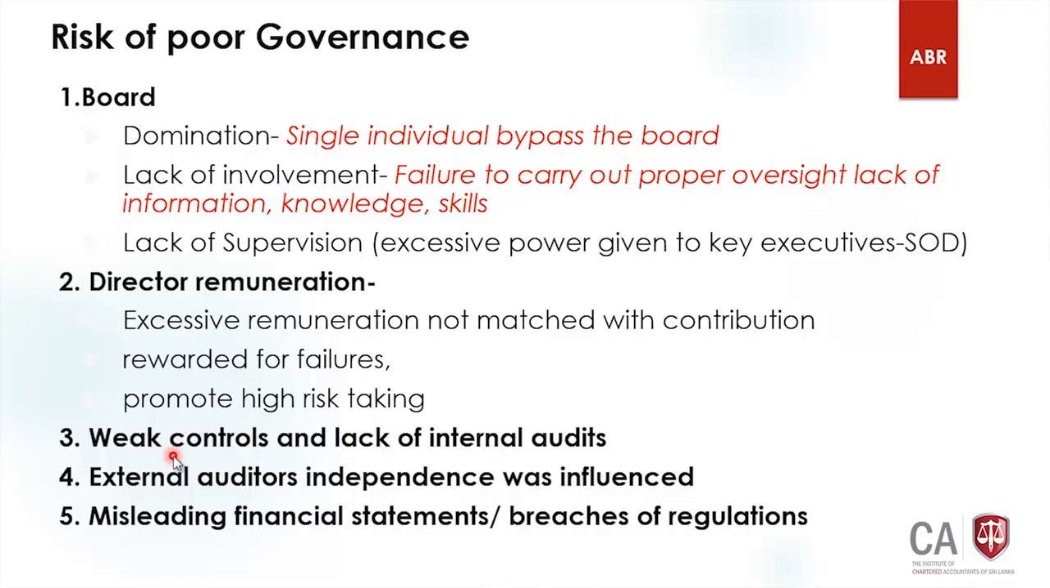Remember, the number one reason is the board. In many companies, not only Enron, the board was dominated by a single powerful person, probably the CEO or chairman, and there was a lack of involvement by the board. The board is not aware.